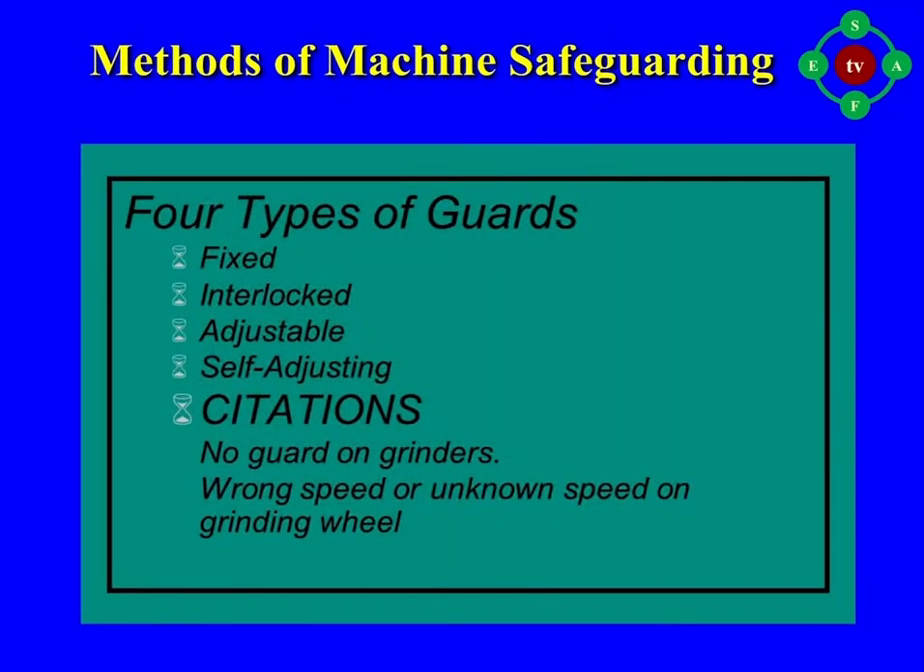Methods of machine safeguarding. There are 4 types of guards: fixed, interlocked, adjustable, and self-adjusting. And there are some examples of devices, which include presence sensing, pullback, and restraint, as well as safety controls, tripwire cable, two-hand control, etc., and gates.